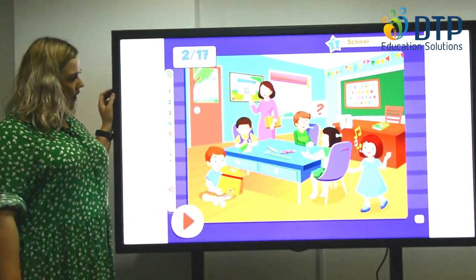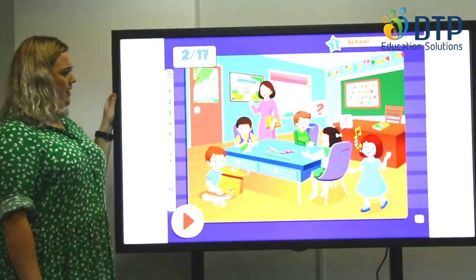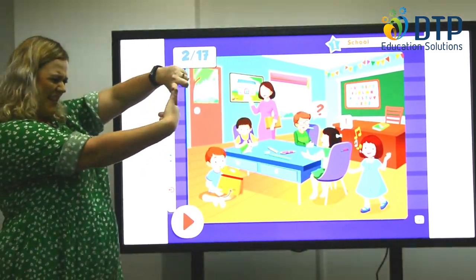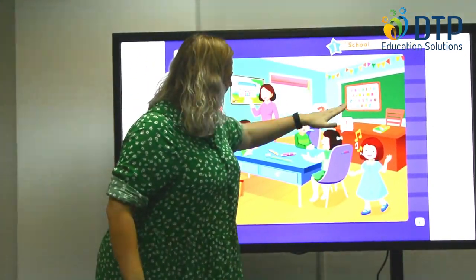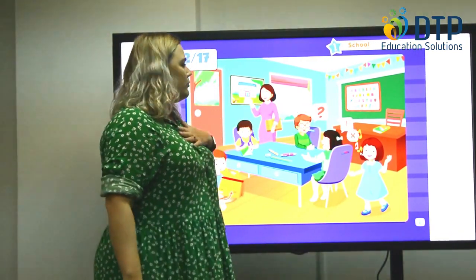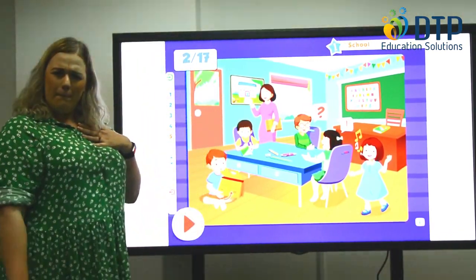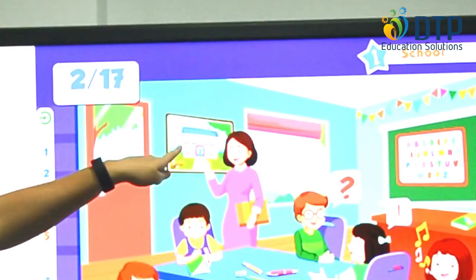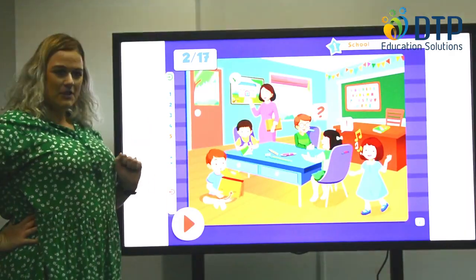Number two. Where is the picture? I think the picture looks a bit like this shape. Maybe over here somewhere? No, not over there. What else is this shape on here? Over here. Yeah! Picture by there.